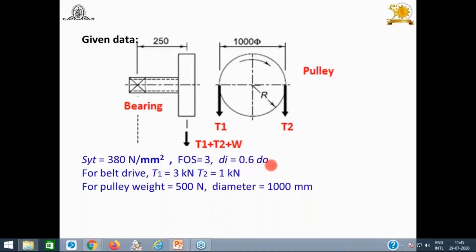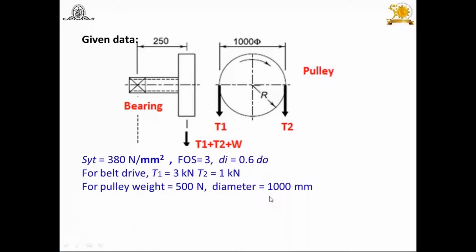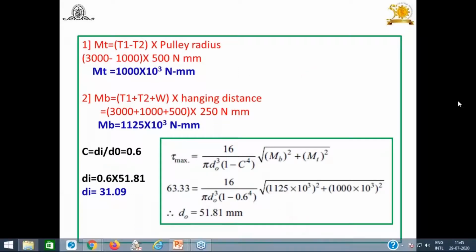C is equal to d_i by d_o, which is equal to 0.6. Now let us see, the diameter of the pulley is given. So what you have to do? First of all, find out the torque transmitted by the pulley or belt drive. Yesterday we solved one problem. The MT is the torque transmitted by the pulley or a belt drive.